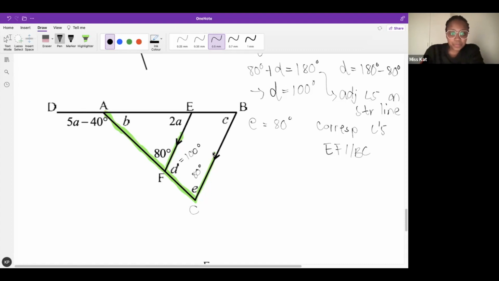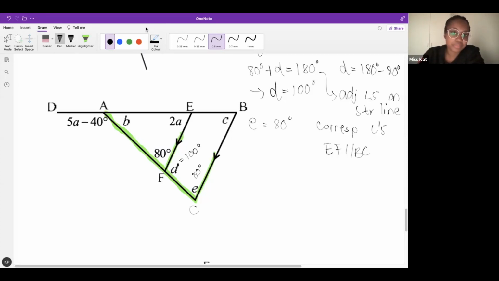Okay. Now what, guys? Now what? We have those ones. We have that one. Any other ideas? No? We haven't done cointerior angles yet, but you guys should know them.